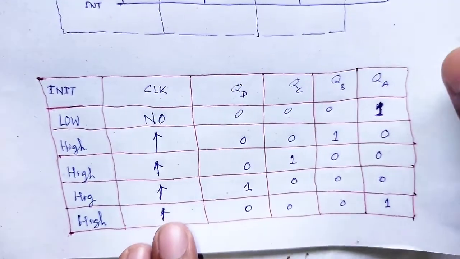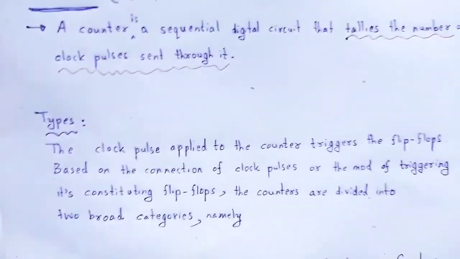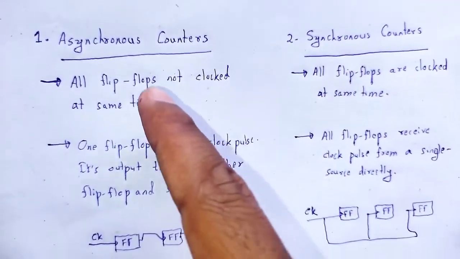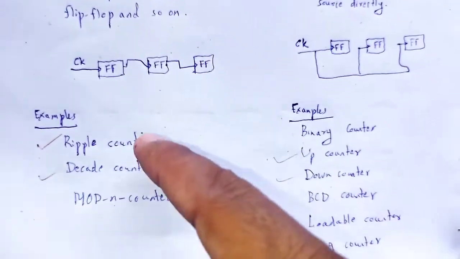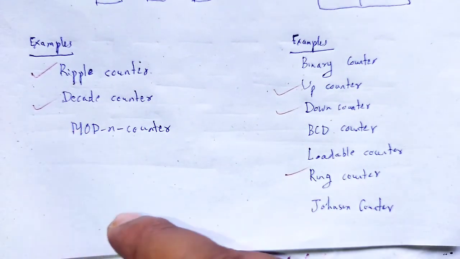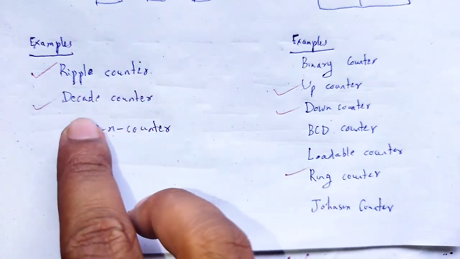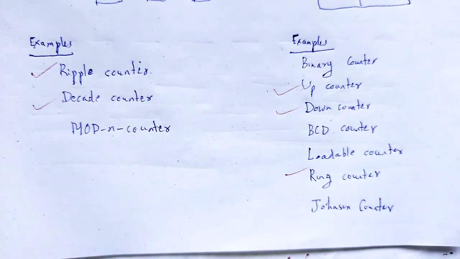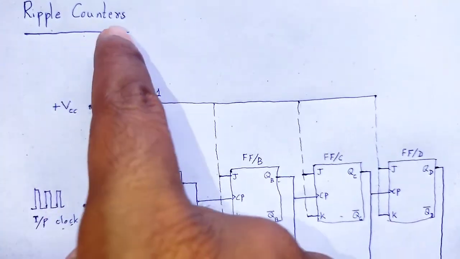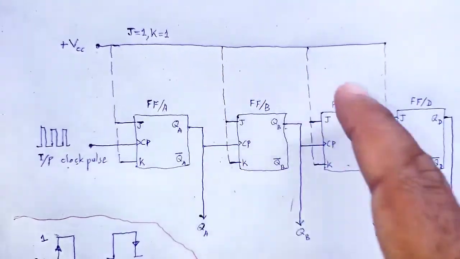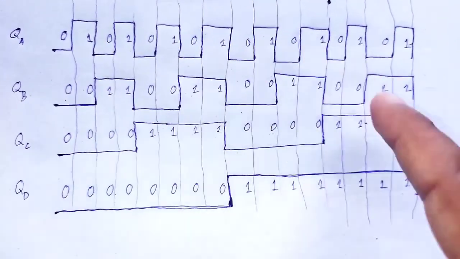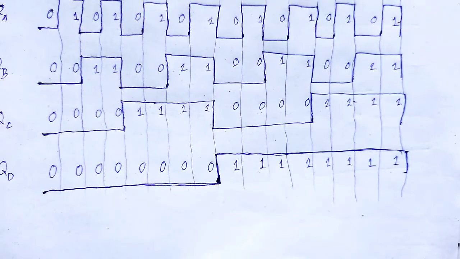With the help of this video lecture, we understood counters only up to 4 bits. What are counters? Classification of counters as asynchronous counters and synchronous counters, with examples. In this video, we discussed elaborately the ripple counter, decade counter, up counter, down counter, and ring counter. Under asynchronous counters, the ripple counter, only up to 4 bits, its construction, its operation and output waveform.